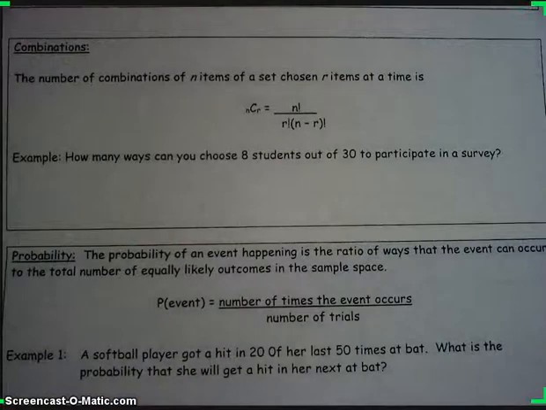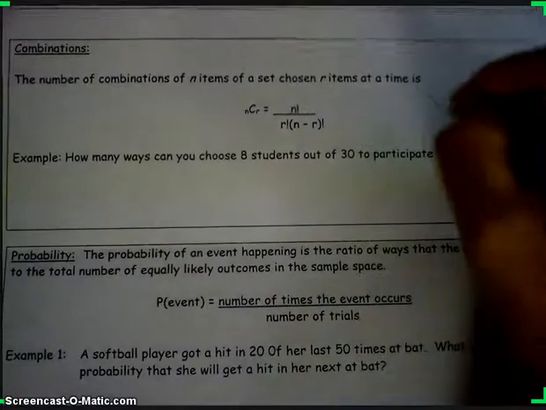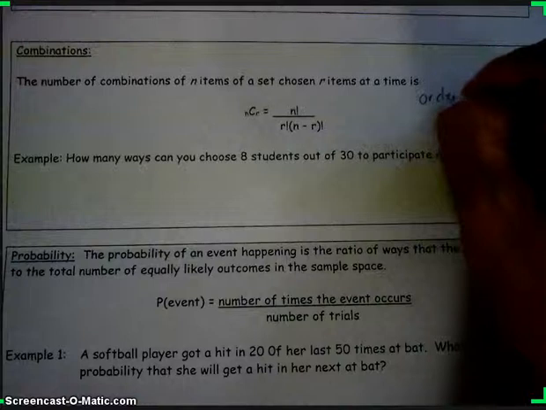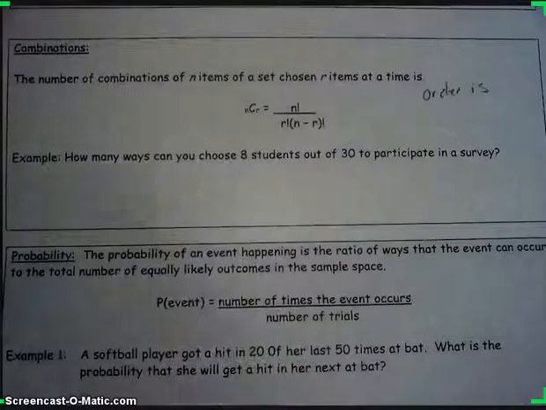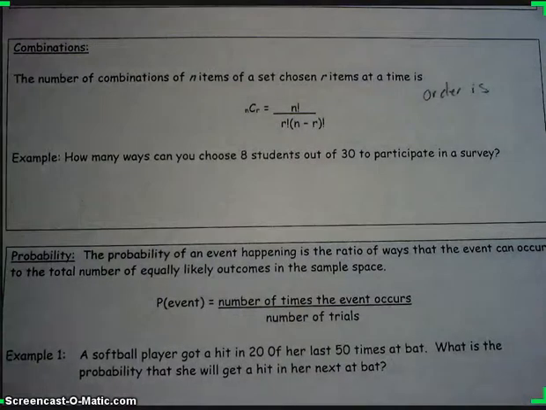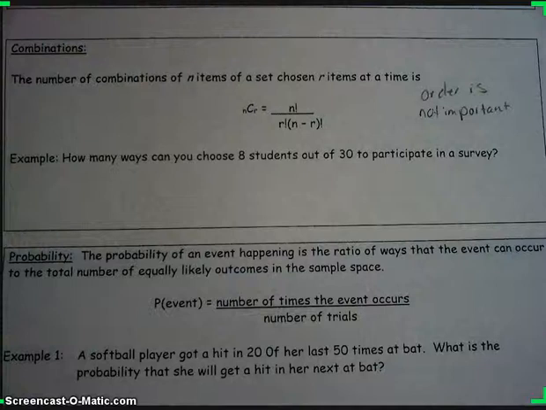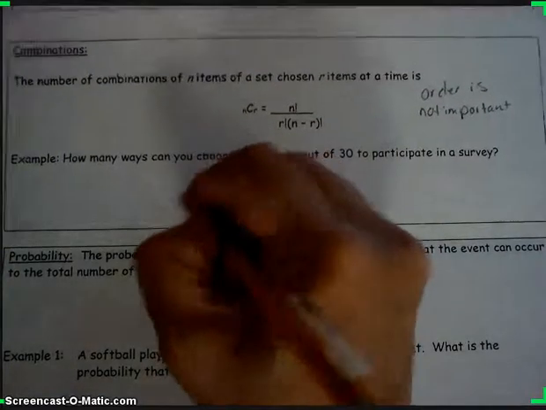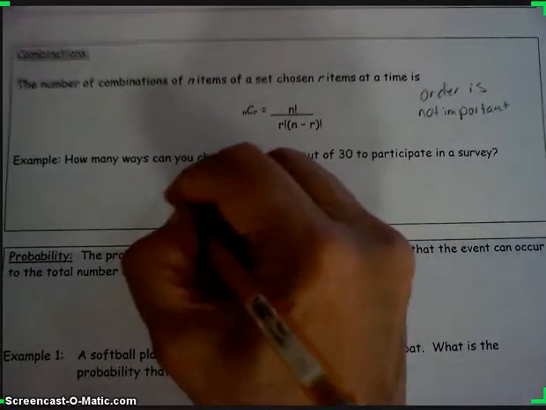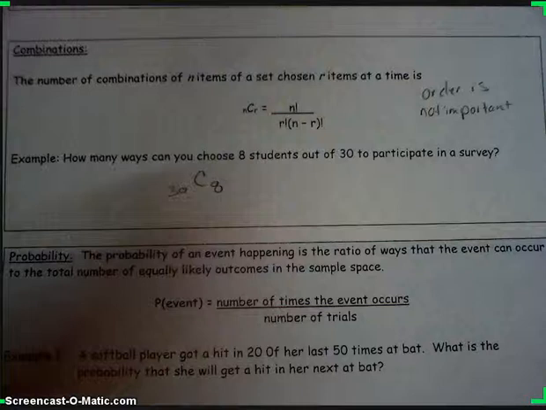Alright, the next thing we're going to look at is combinations. Remember, combination is when order is not important. Order is not important on this, okay? So I'm going to write that down. So I wrote that down, order is not important. So in how many ways can you choose 8 students out of 30 to participate in a study? So this would be a combination where you have 30 to choose from and you're going to take 8.